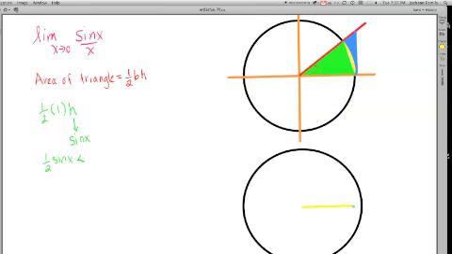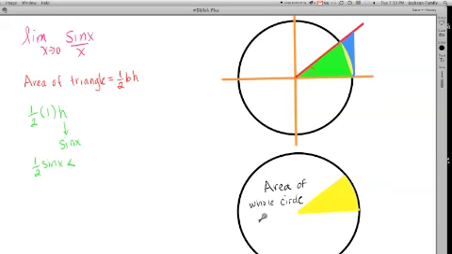Let's take a look at the area of the sector. I'm just going to redraw it down here just so you can see it a little bit better. Now remember, when we have a section of the circle, we're really taking a fraction of the area of the whole circle. If we were to try and find the area of the whole circle, it would be pi r squared. Our r is 1. It's a unit circle. So that leaves us with the area of pi.